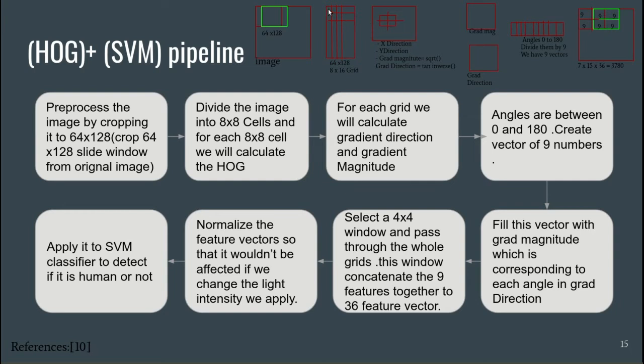Now this cell has a 9-element feature vector, and this cell has a 9-element feature vector. I will concatenate every 4 feature vectors together, so I have 36, which is 9 plus 9 plus 9 plus 9, and then another block, which is 9 plus 9 plus 9 plus 9, and so on. In that case, I will have a 3780 feature vector. Then I will normalize them, so it wouldn't be affected by changes in light intensity. The last step is to apply an SVM classifier to detect whether it's a human or not.